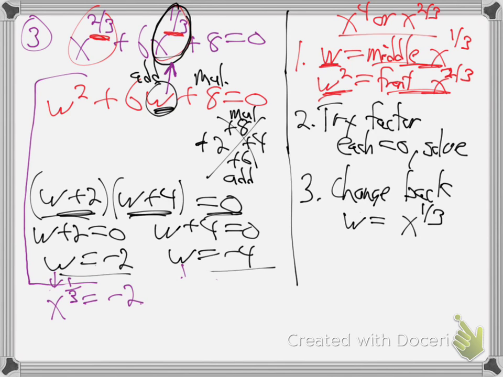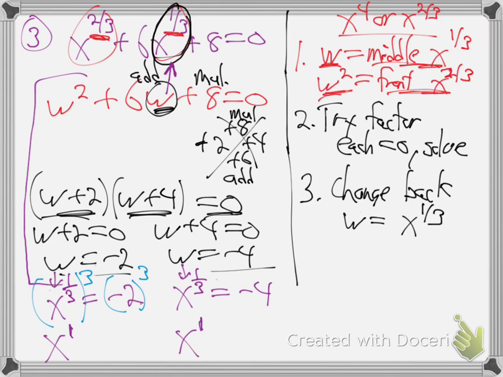X to the 1/3 is -2. X to the 1/3 is -4. So now I want to turn this into regular x. How do you turn a 1/3 into regular x? Regular x means x to the 1, doesn't it? How do you turn a 1/3 power into 1? You raise it to the 3rd power on both sides.